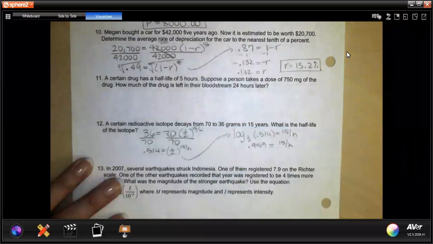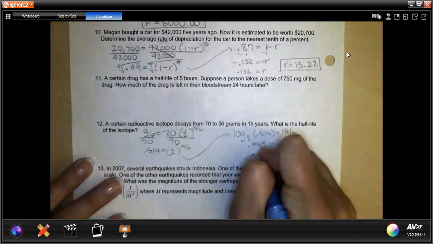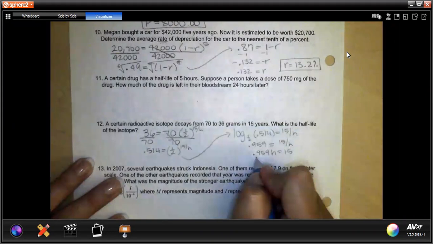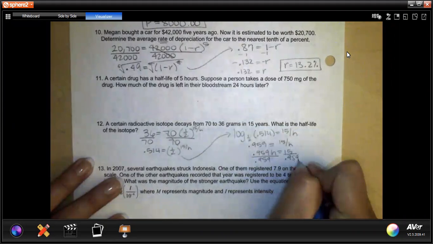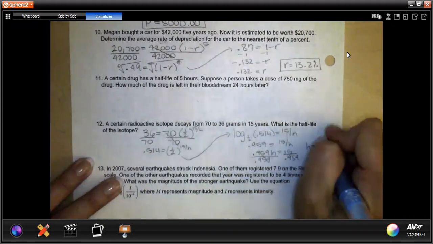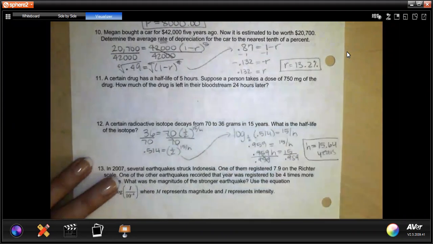Now we've got a proportion set up so we can cross multiply. So we get 0.959h is equal to 15. My last step is to divide by 0.959. And so we get the half-life of this is 15.64 years. That's how long it takes to get half of its initial amount.